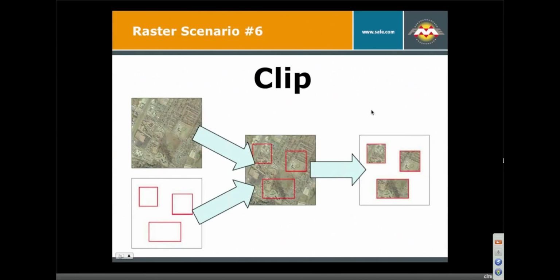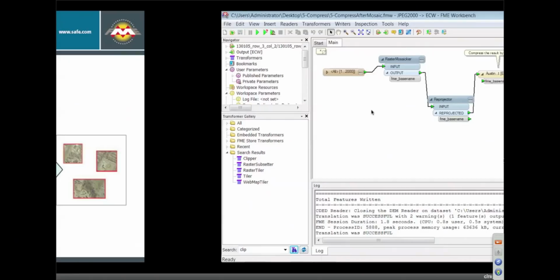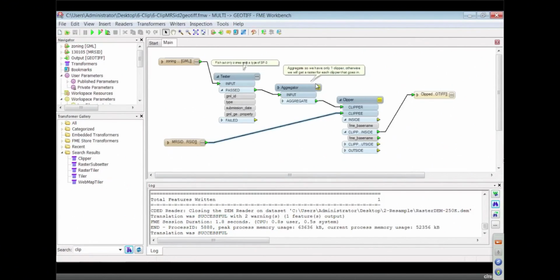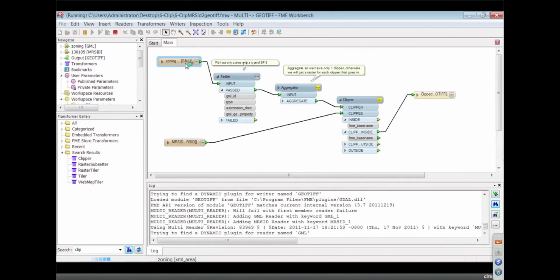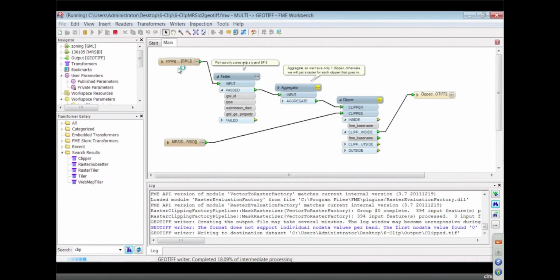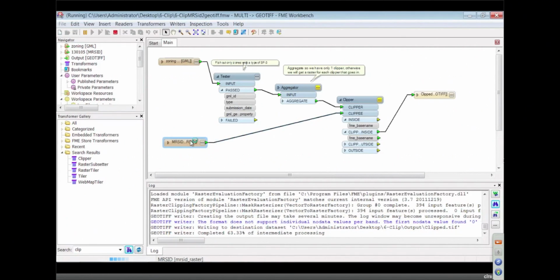If you have multiple clippers, you have, I think, the option of merging the output into a single raster or multiple rasters. Right. This was an example that was looking at, I'm just going to run it while we're talking, reading some GML. We always like to show GML during any of our webinars. So this was GML being read for some zoning polygons, and we're reading a MrSID.